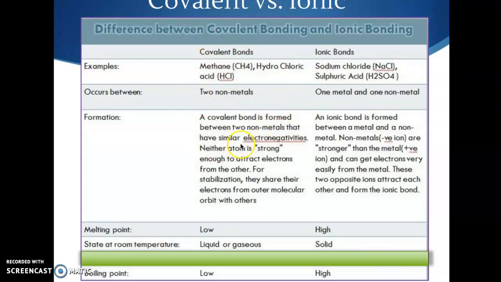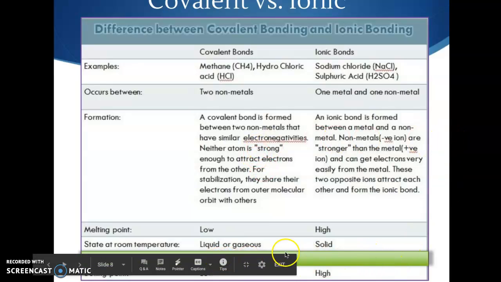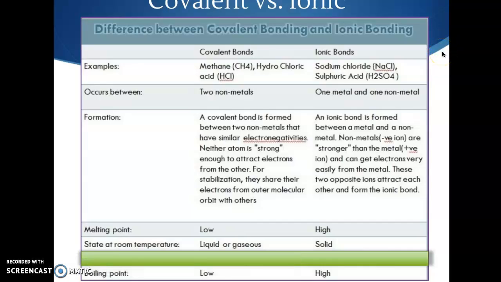Okay, you also want to get this information down too. So just make this another table in your notes and copy this all down. We have covalent bonds and ionic bonds, and it just highlights some of the key differences between them. Okay, so copy all that down. This bar right here is to cross out something that you don't need to know. But you can pause the video and copy down that information.